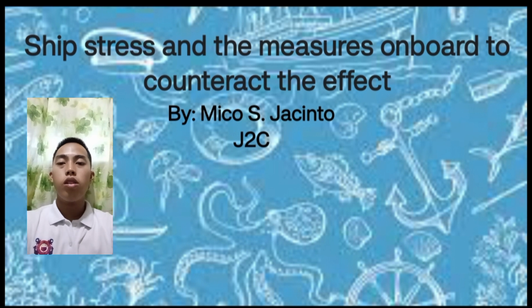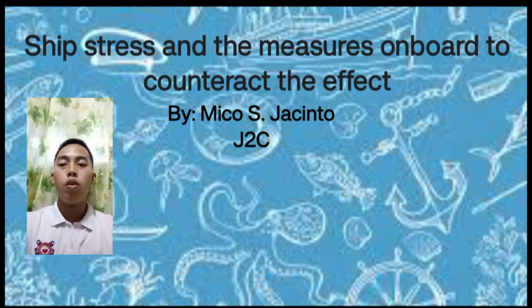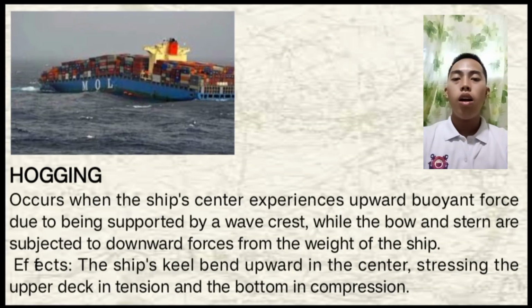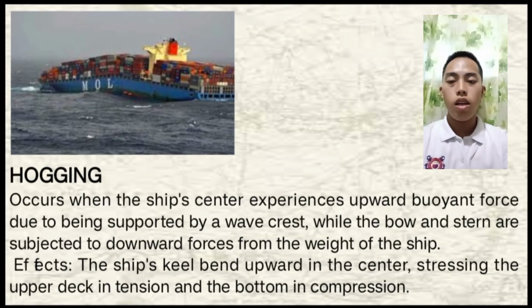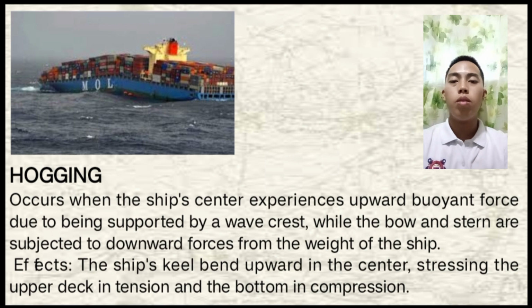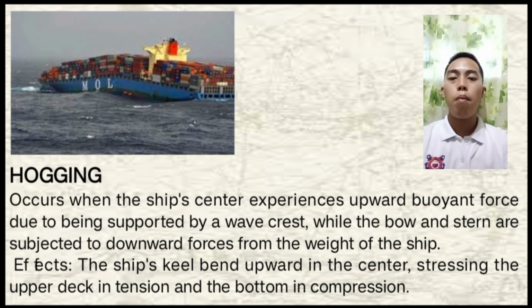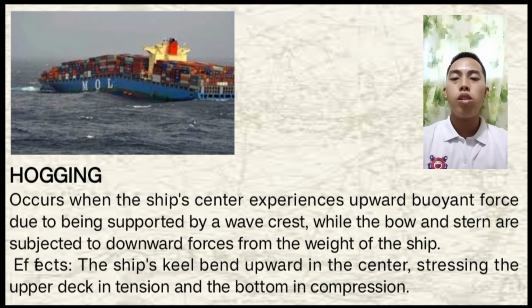So I am here to discuss about the ship stress and the measure on board to counteract the effect. There are 7 common stresses in ship. So the first one is hogging. Hogging occurs when the ship's center experiences upward buoyant force due to being supported by a wave crest, while the bow and stern are subjected to downward forces from the weight of the ship.